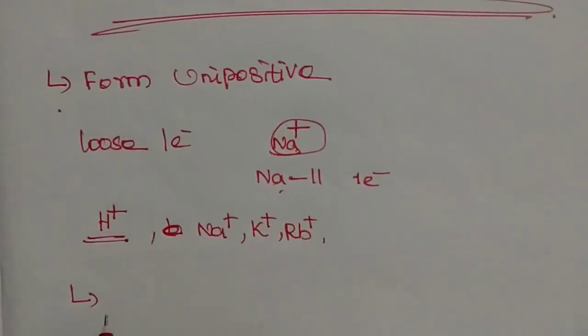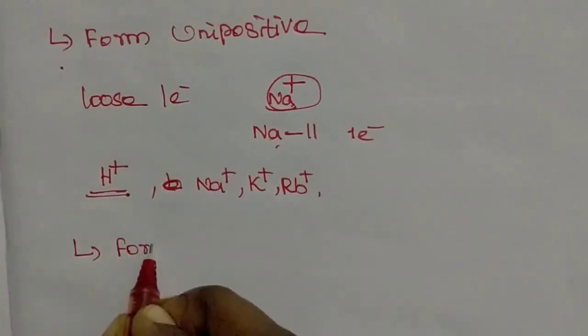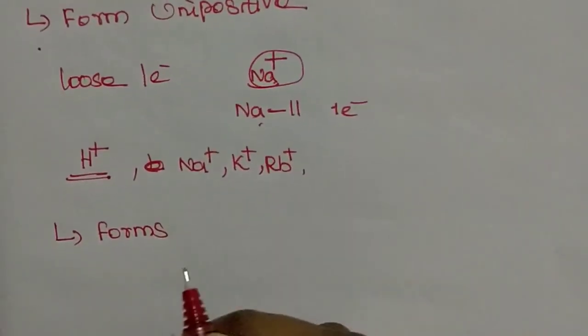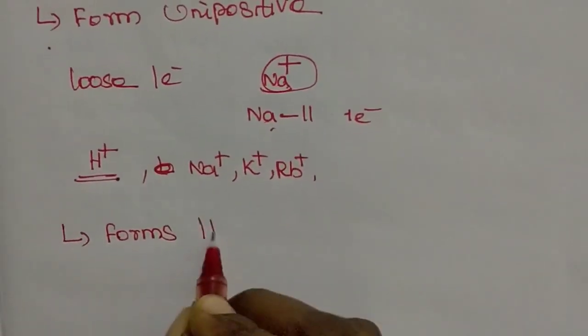Then the second similarity: they can form halides. Hydrogen can form halides and alkali metals can form halides.